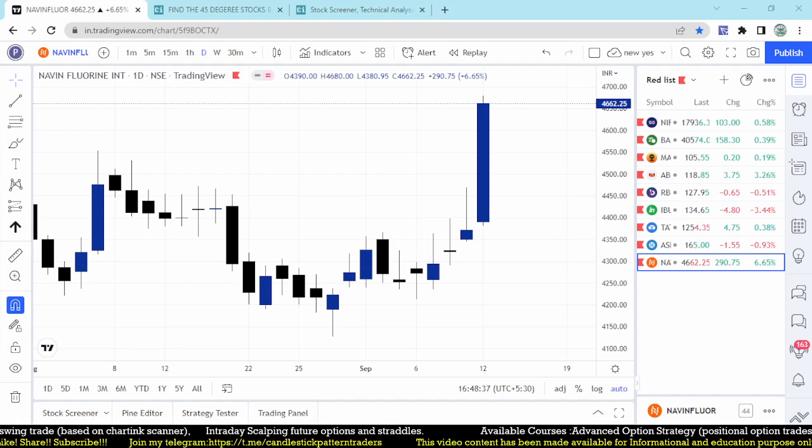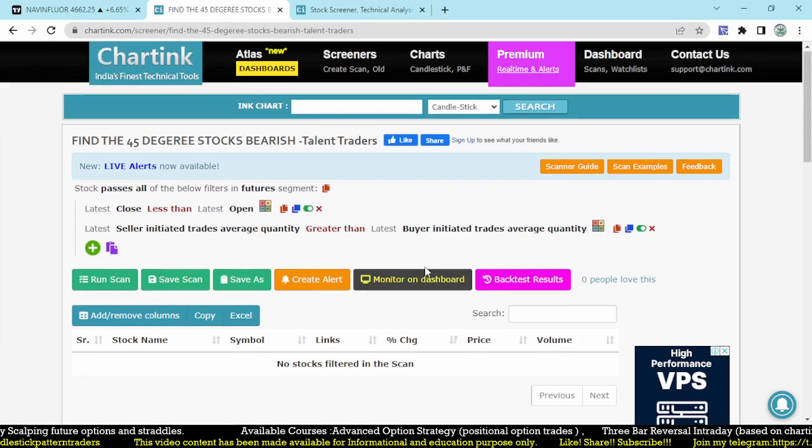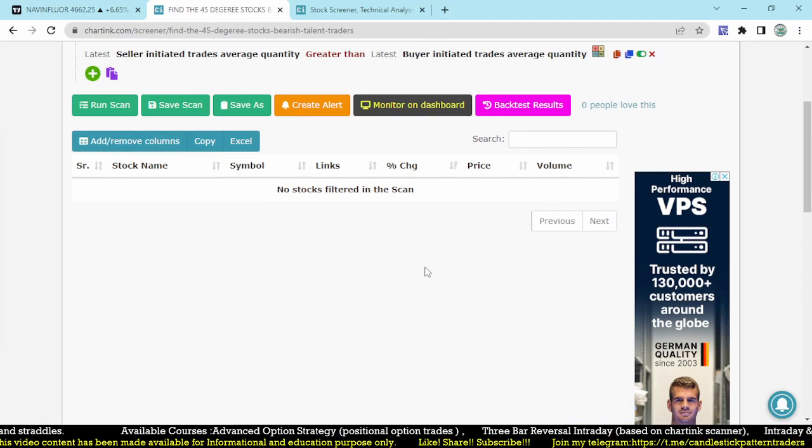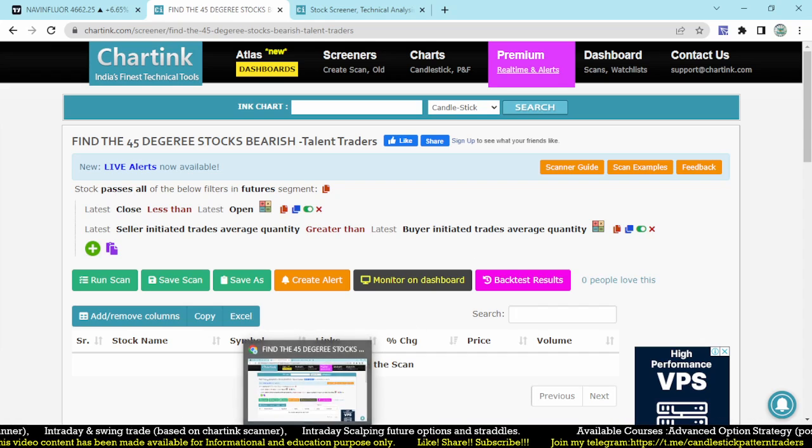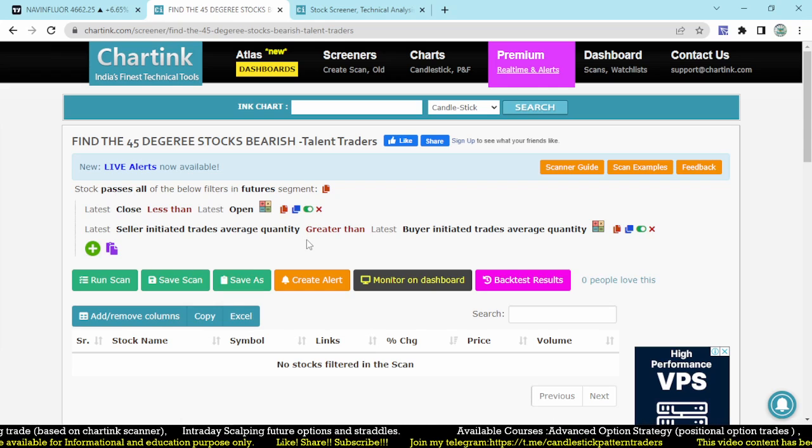And unfortunately, the scanner doesn't work today. Why, the reason we still don't know. I asked the Chartink team, but they didn't give any confirmation about that. All the other scanners we are using worked well, but only the 45-degree bullish and bearish scan didn't work today.